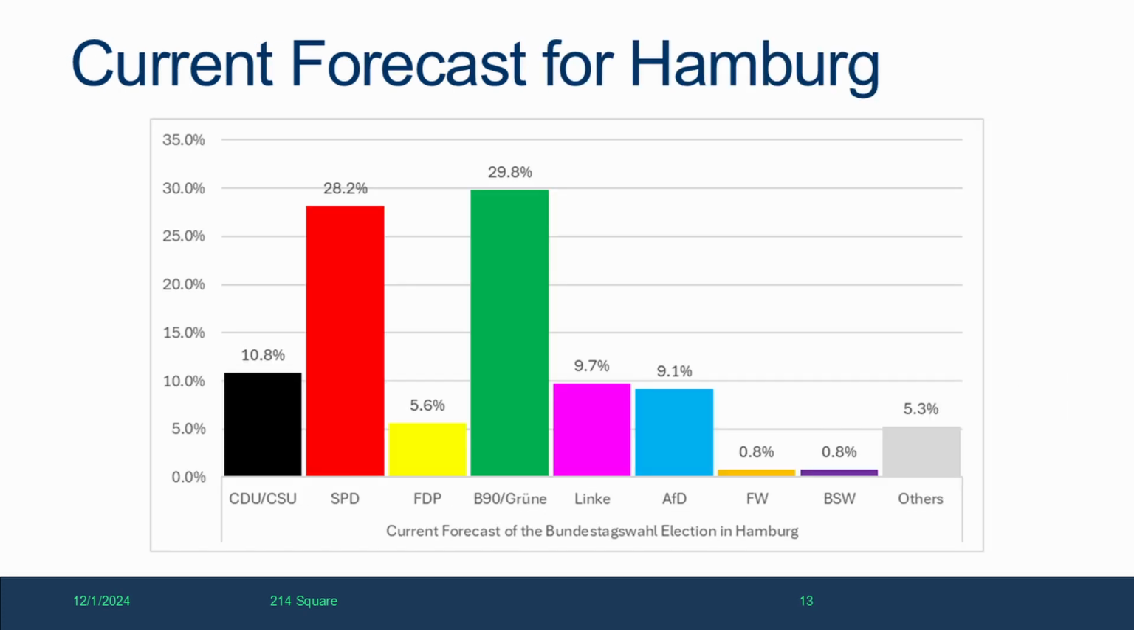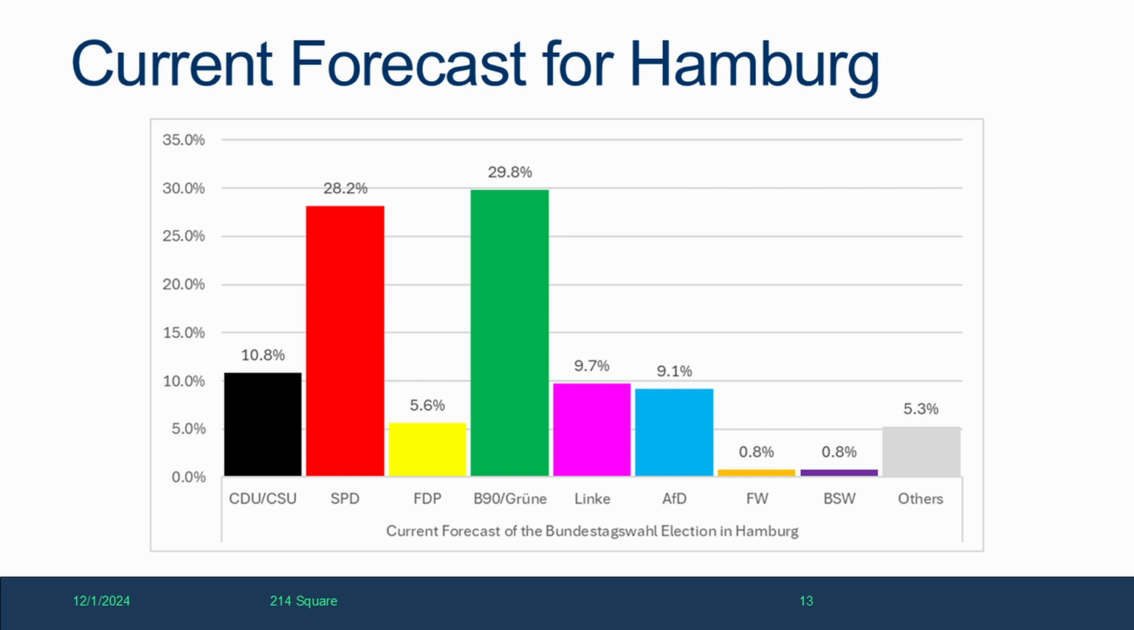And here you can already see that at the moment we have some issues with the model. We will explain it later, but first you can see SPD and the Greens are ahead in Hamburg versus the CDU with only 10.8%. And well, this is normal for a West German state that the AfD is not that far, but still CDU would be closer to the SPD, and this is what I will explain later.